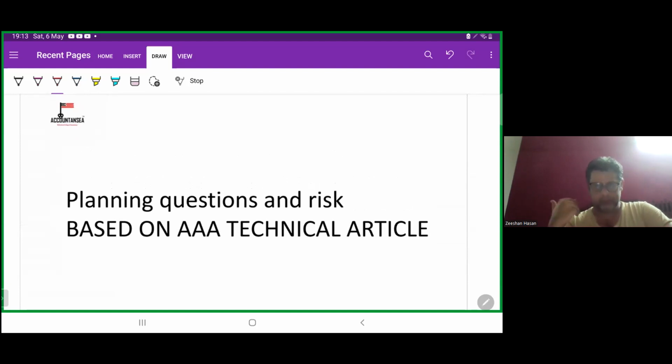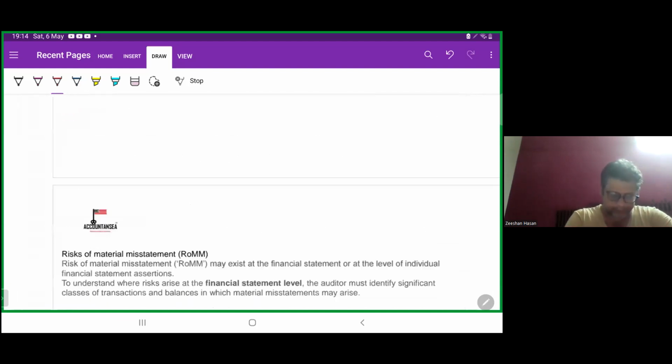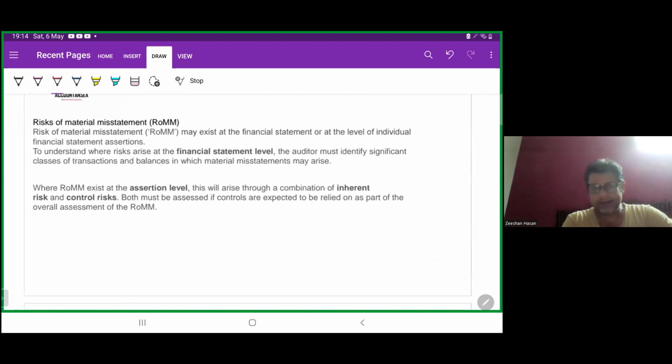AAA technical article. So, firstly, let us revise the risk of material misstatement, or in short, ROMM. What is risk of material misstatement? It may exist at the financial statement level, at the level of individual financial statement assertion. What are the assertions? The claims. For example, management said that they have made sales of 10 million. That means they're claiming that they have made sales of 10 million.